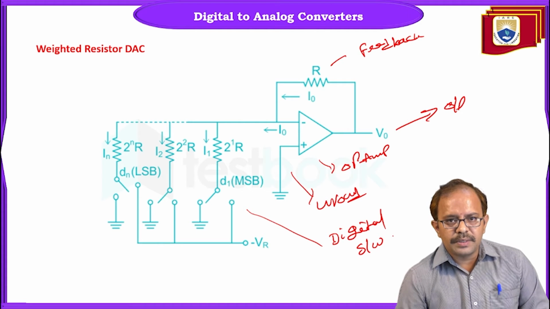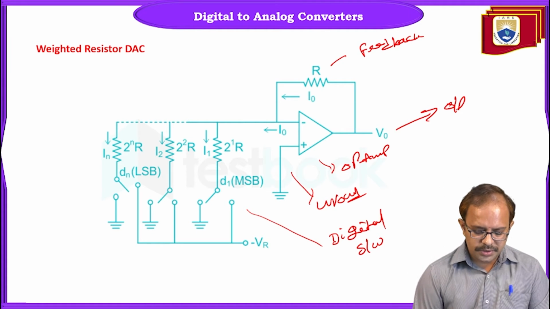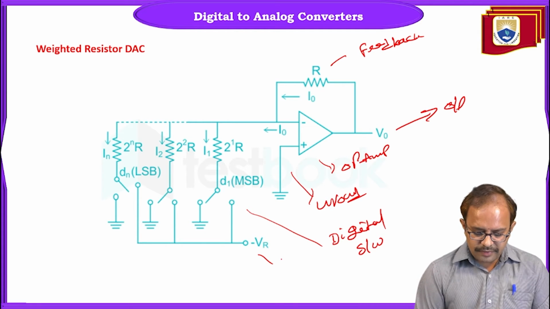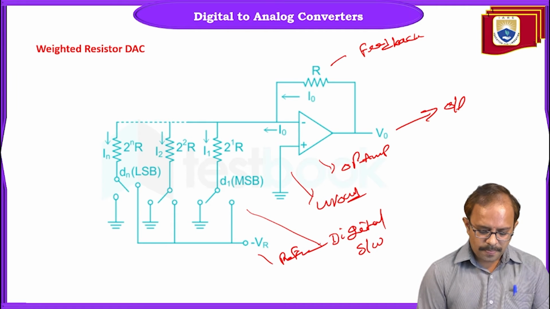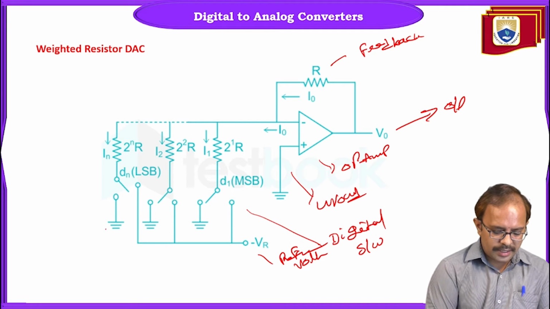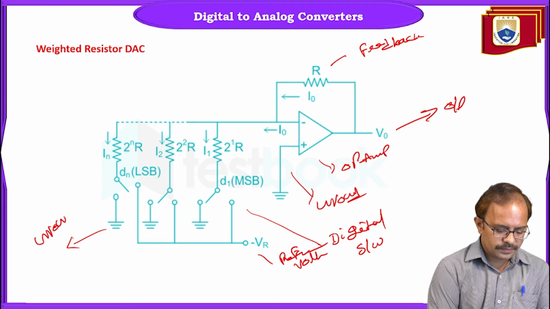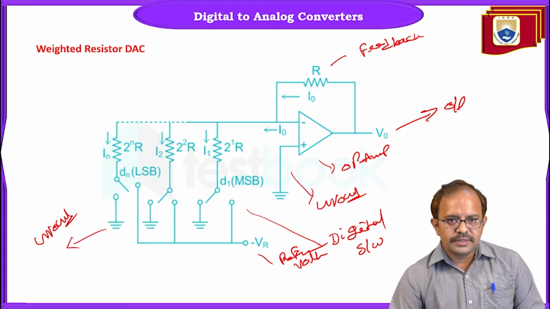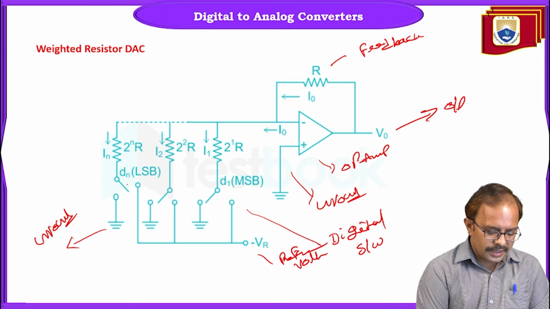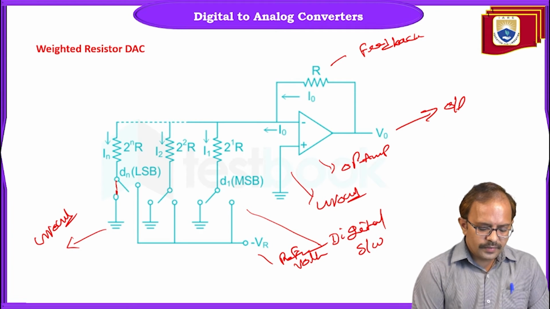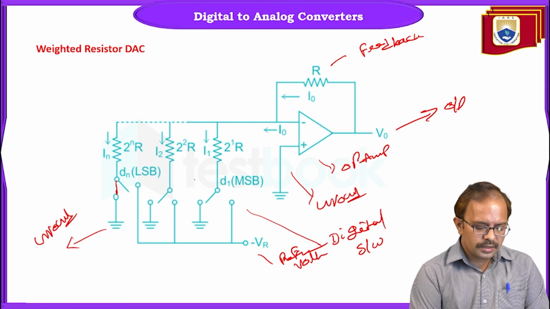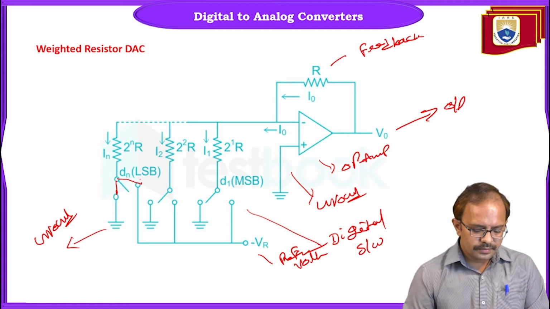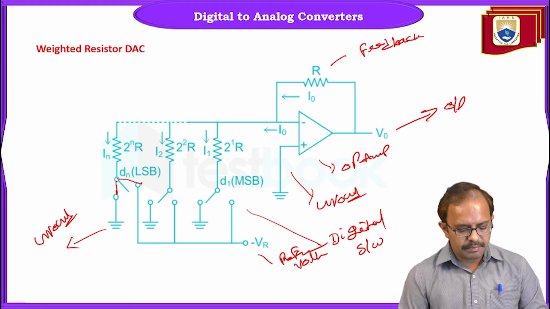The switch will toggle between two positions. So what are the two positions? The switch will be connected to the reference voltage VR, or it can be connected to the ground. It purely depends on the incoming bit. If the incoming bit is 0, then the switch will be connected to the ground. If the incoming bit is binary 1, then the switch will be connected to the reference voltage. So this is for an n-bit DAC.